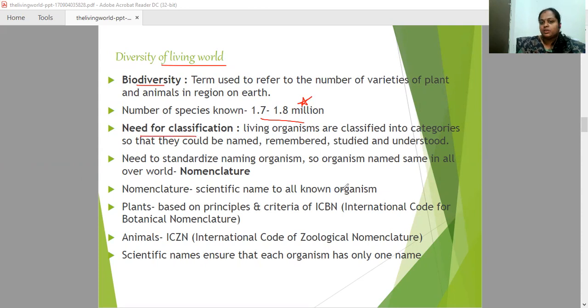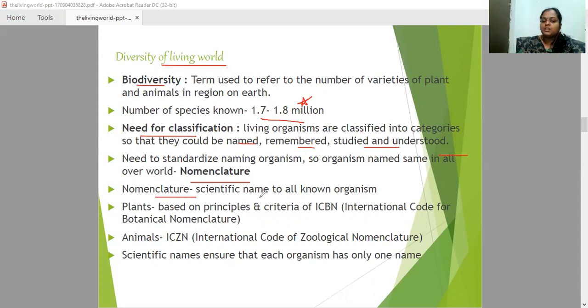And why do we need to classify organisms? All organisms are there. Why do we need to classify them? Organisms are classified into categories based on the name, so they can be remembered, studied, and understood. So the naming of an organism needs to be standardized, so the same name will be used all over the world. If we call it some name, others will call it another name. It will create confusion. So to give a standardized name to the organism, we give a name. The naming of an organism is nothing but nomenclature. We give a scientific name for the organism, which can be used all over the world.